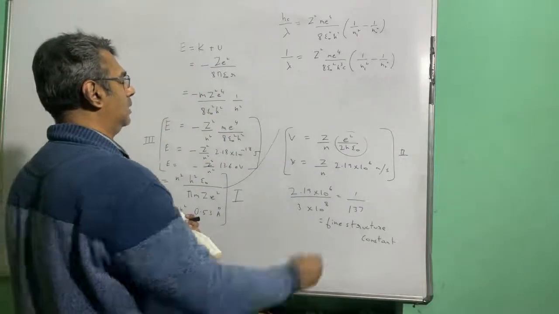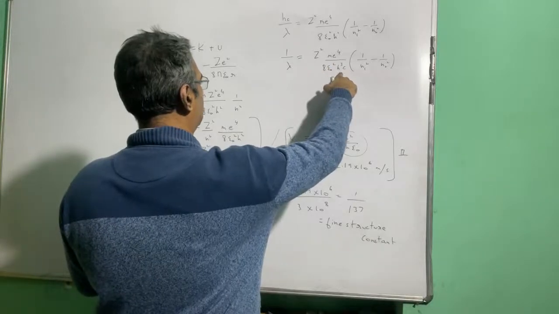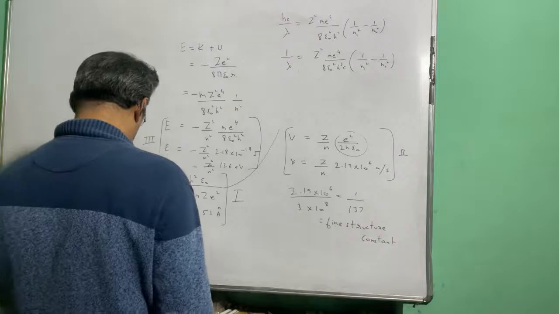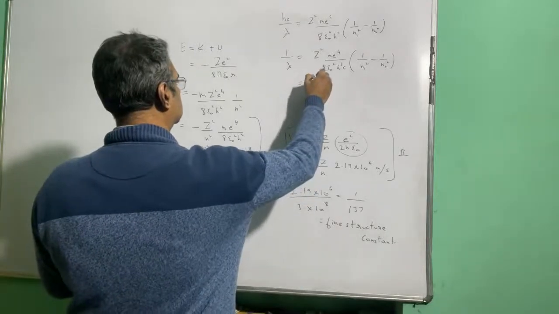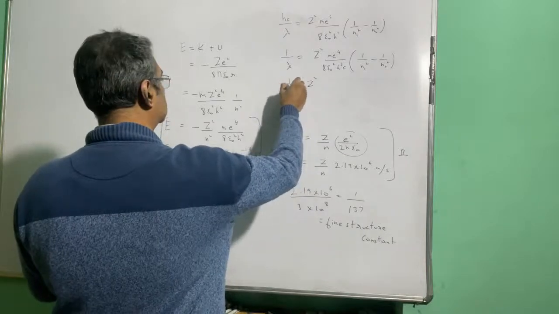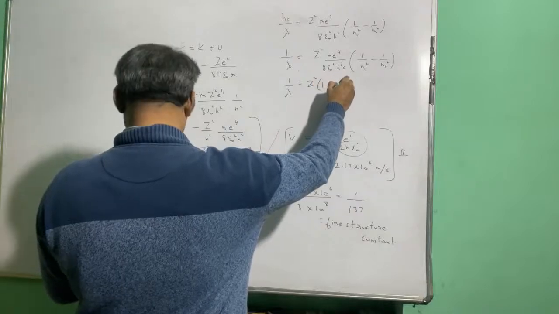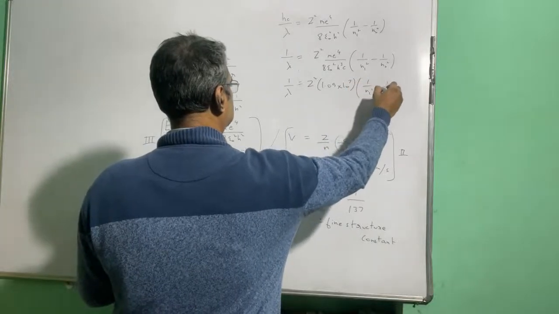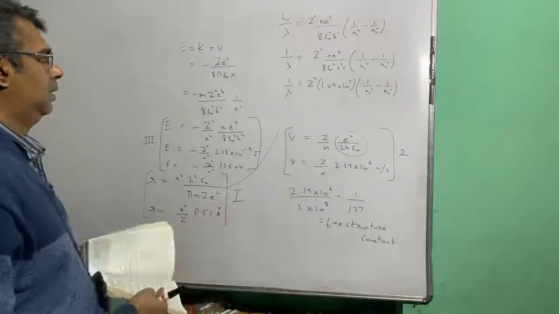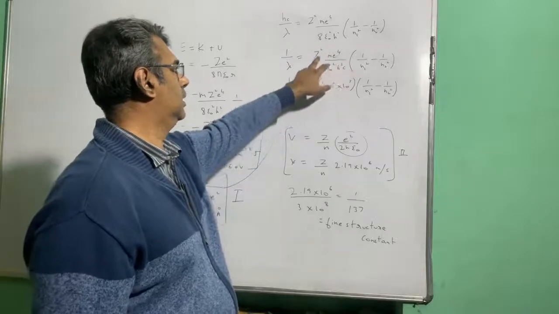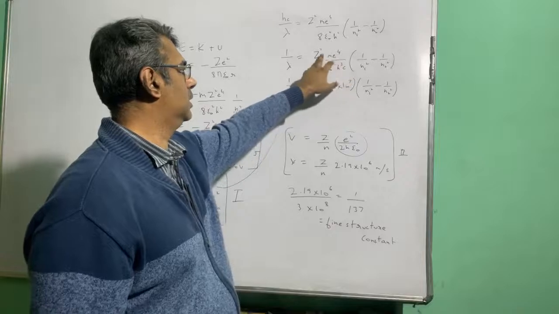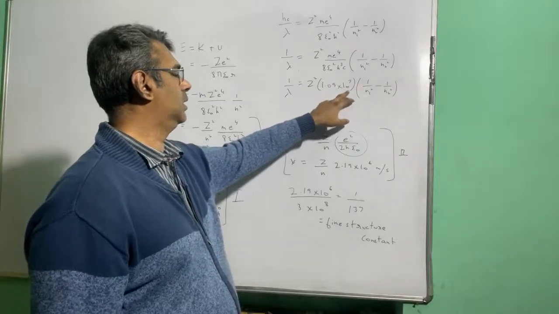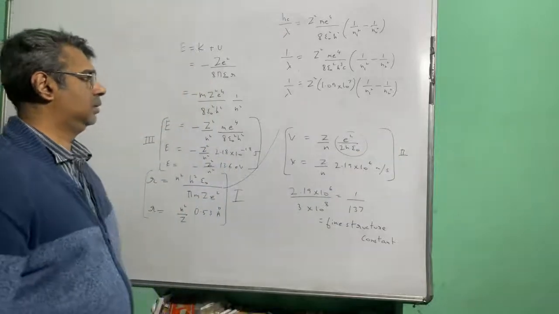So 1 by lambda is Z square m e to the power 4 by 8 epsilon naught square h cube into c into 1 by n1 square minus 1 by n2 square. Now this entire thing, m e to the power 4 by 8 epsilon naught square h cube into c, will come to 1.09 into 10 to the power 7. So 1 by lambda will be Z square into 1.09 into 10 to the power 7 into 1 by n1 square minus 1 by n2 square.